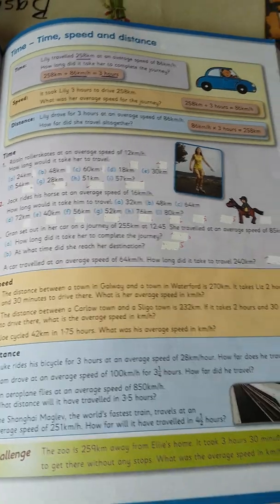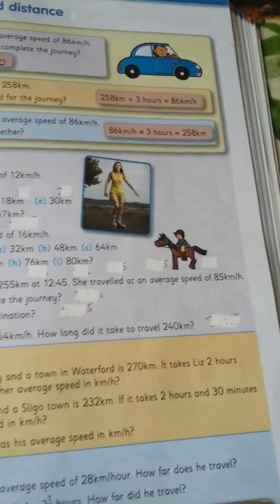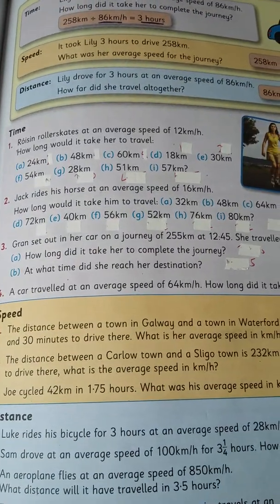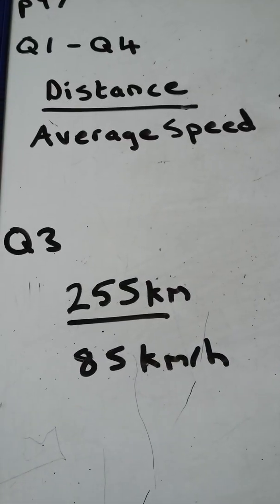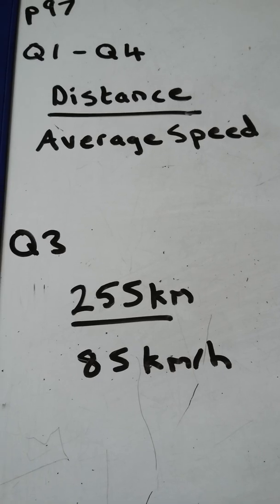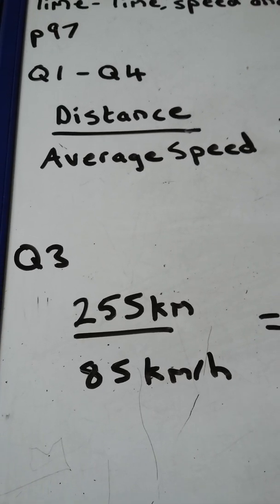Question 3. Gran set out in her car on a journey of 255 kilometers at 12:45. She travelled at an average speed of 85 kilometers an hour. How long did it take her to complete the journey? Distance 255 divided by the average speed will give you the time.